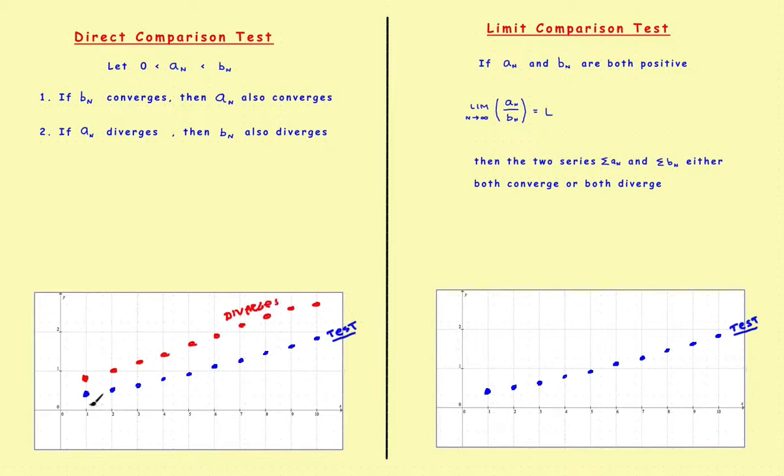But if the original sequence happens to turn out to be below the test sequence, then again, the test fails and you can draw no conclusion. So the test fails.